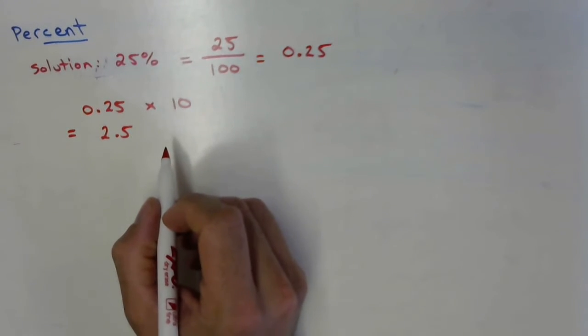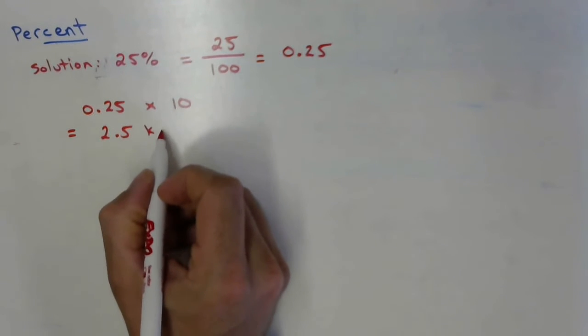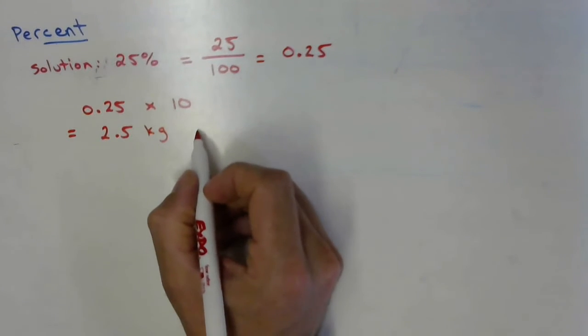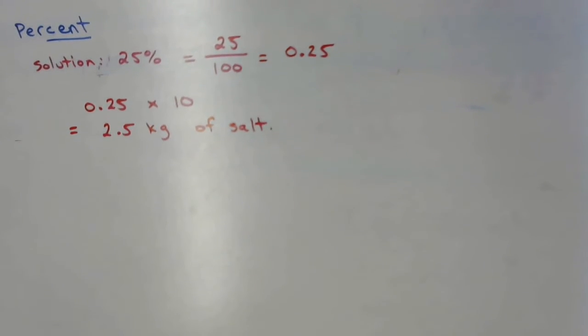And I look back into my problem, I see we're talking about kilograms of salt. So I want to make sure I include that in my answer. 2.5 kilograms of salt. Okay? Let's look across to the second one there. The second one is dealing with simple interest. I don't need to get into that so much, but if you put money away into a savings account, you earn interest on it, or you loan somebody money, you can collect interest.